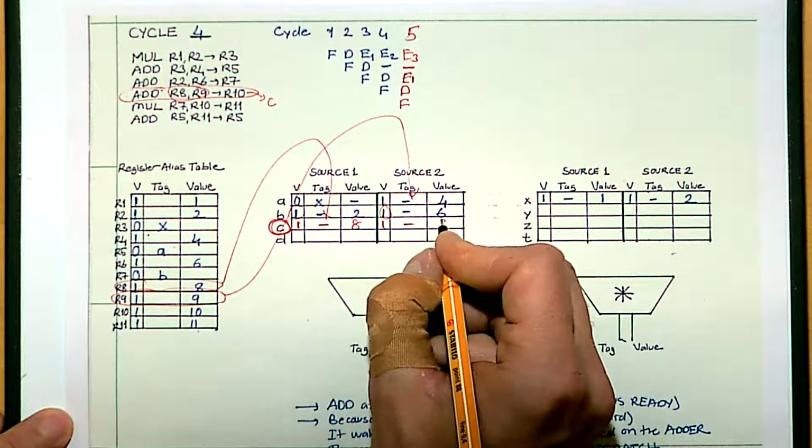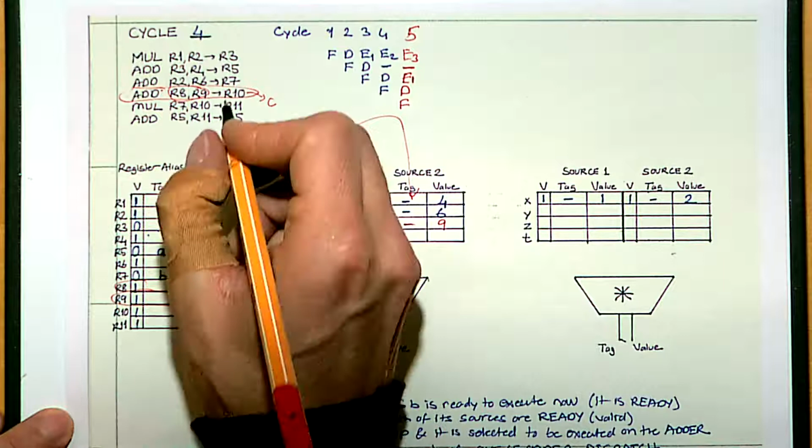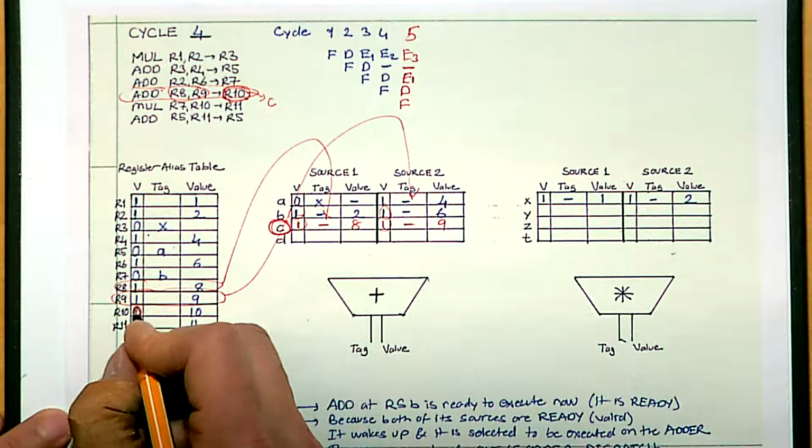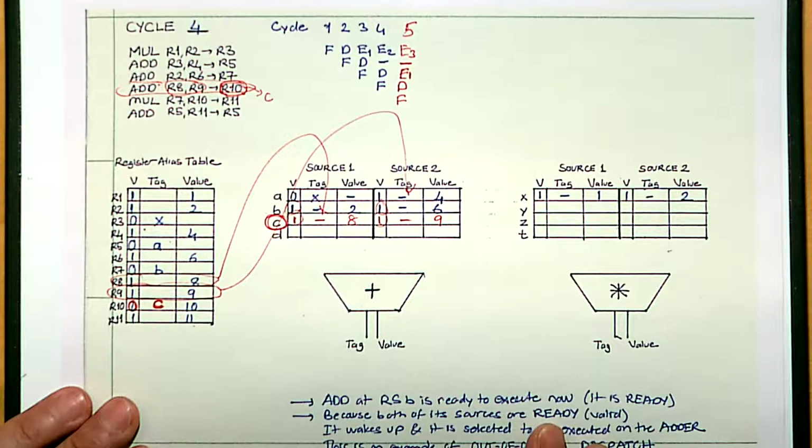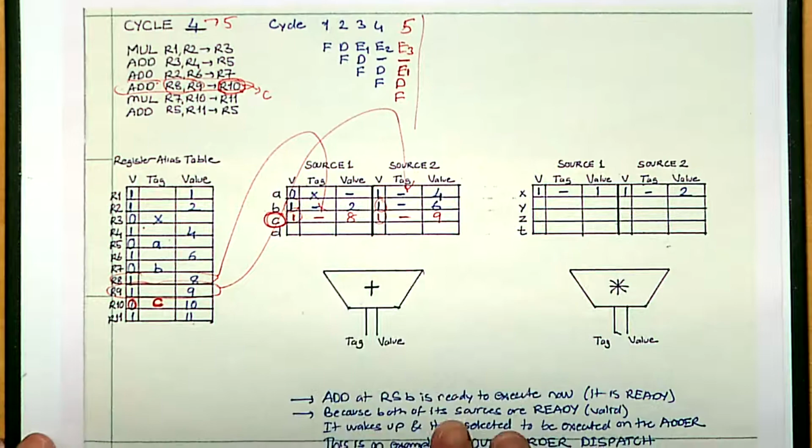Okay? So we're going to rename R10 to C. We're not done with this instruction yet. Now we set R10's valid bit to 0, and the tag is C. The instructions that are going to source R10 later on are going to source C. Okay. I think we're done with cycle 5 also. So this was going from cycle 4 to 5. Make sense? Still simple. More fun will come later.